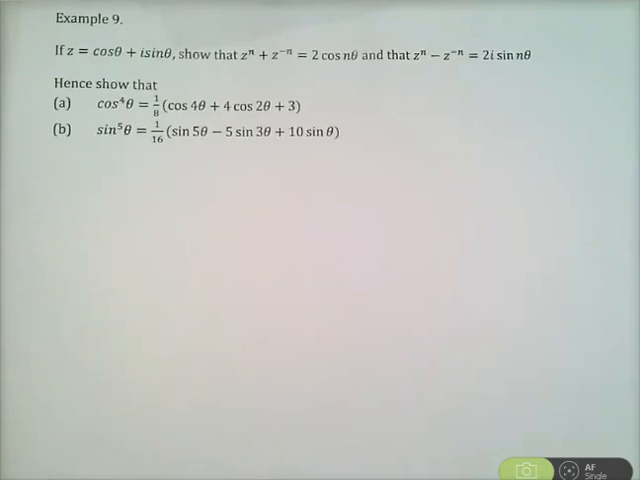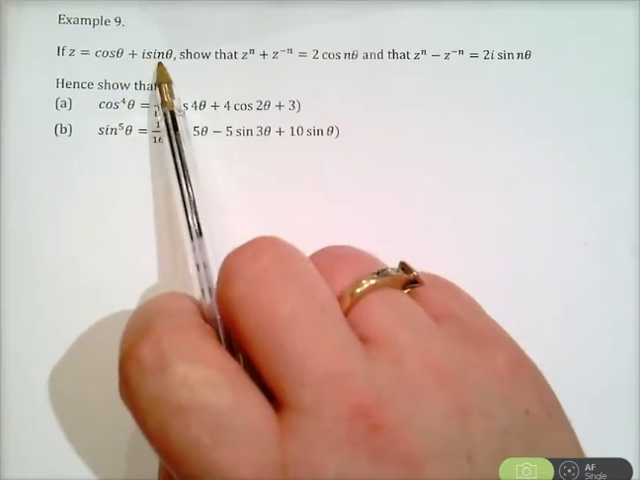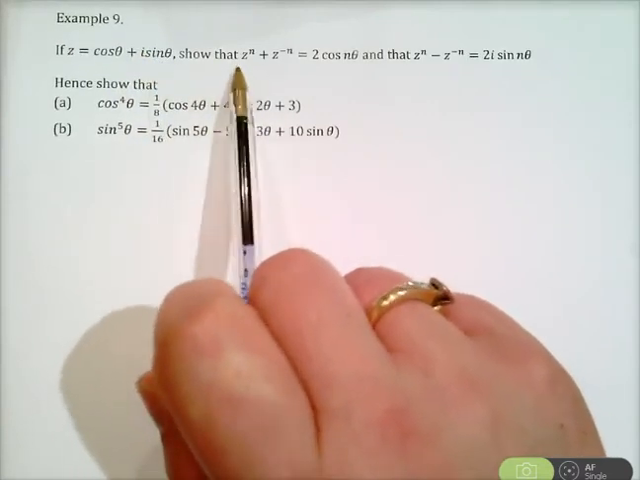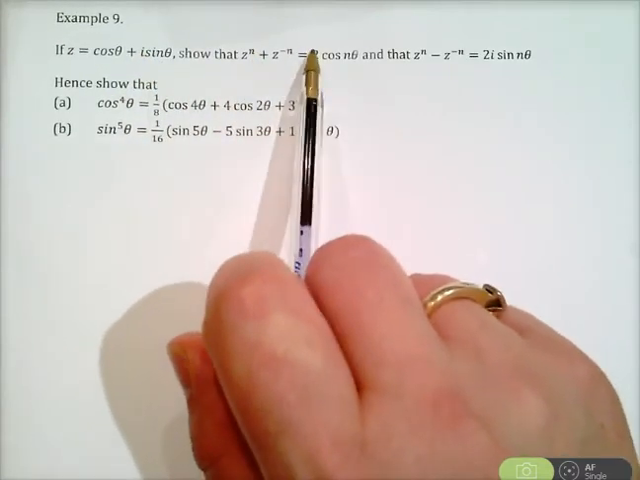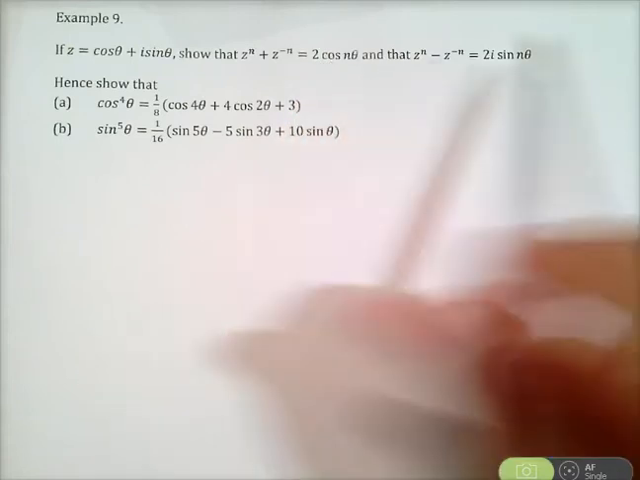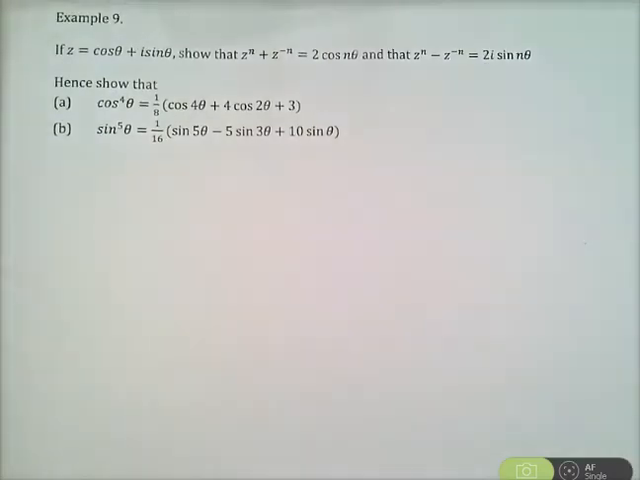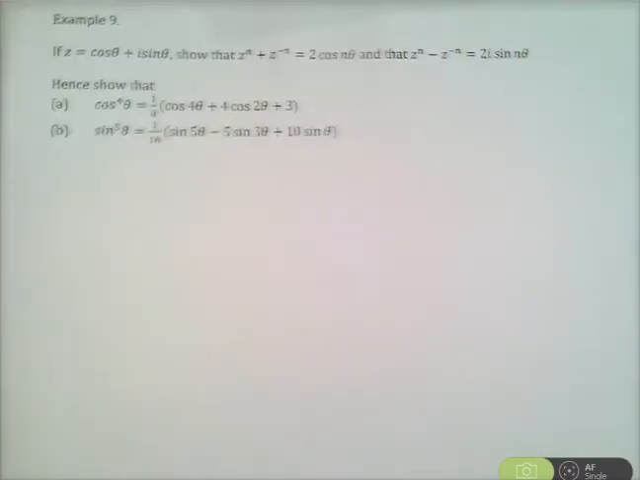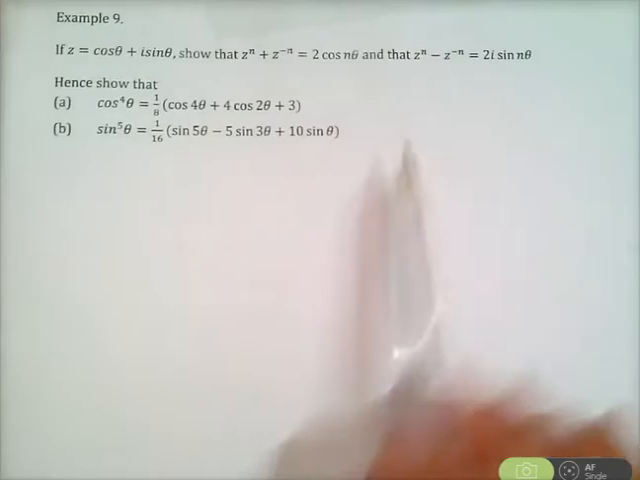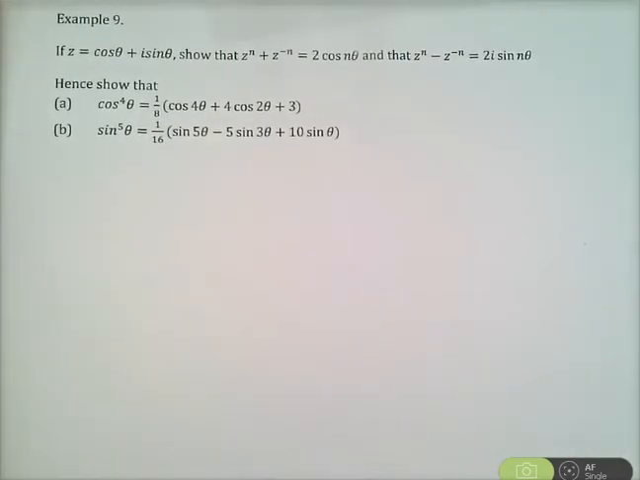Okay, this is example 9 on page 55. If z equals cos theta plus i sine theta, show that z to the power of n plus z to the power of negative n equals 2 cos n theta, and that z to the power of n minus z to the power of negative n equals 2i sine n theta. That's the first part of the question, hence then we'll show these other results after that.